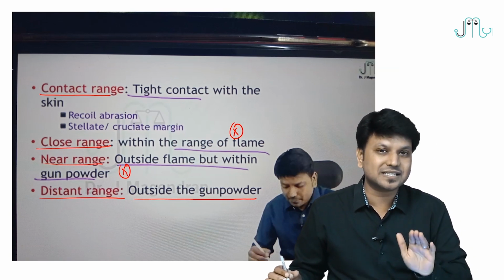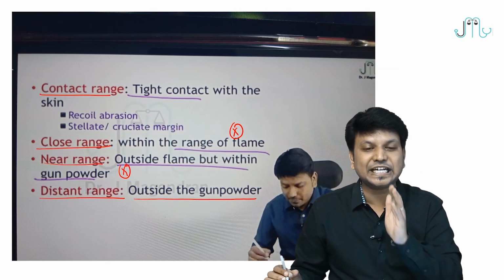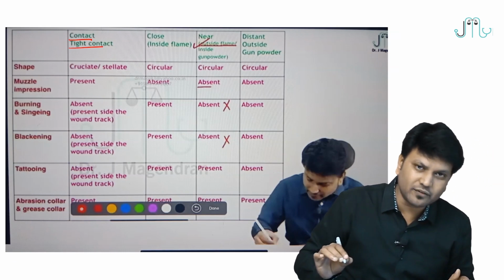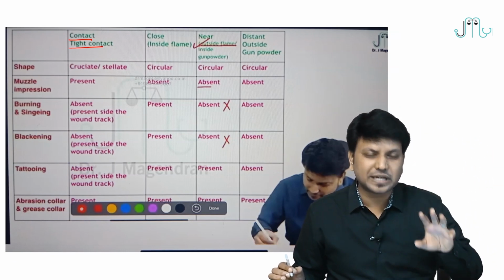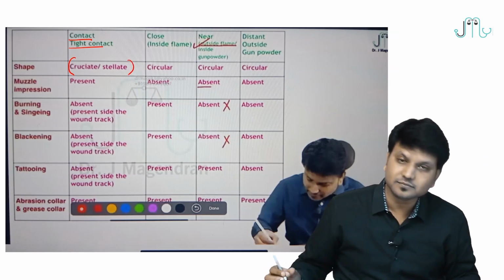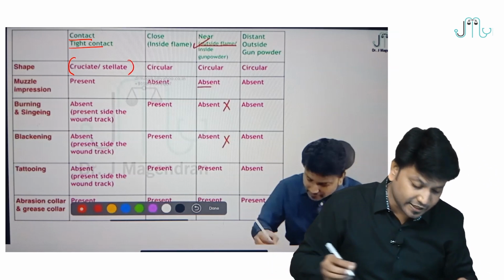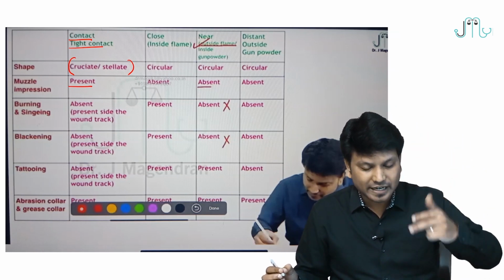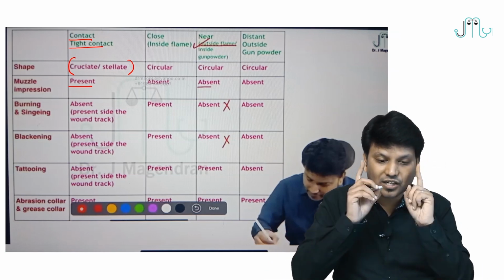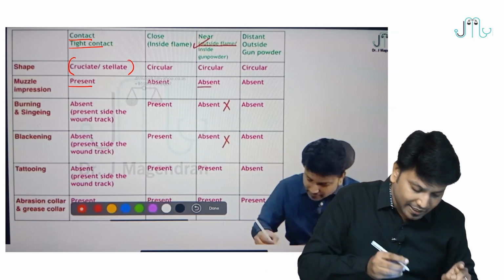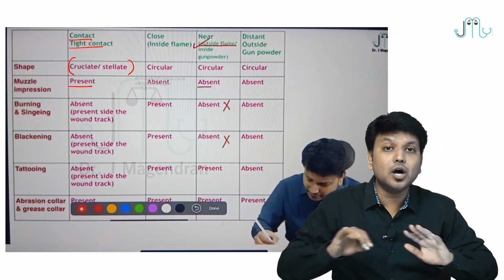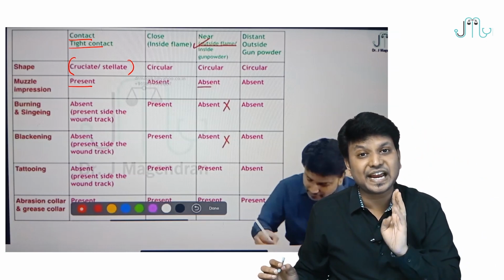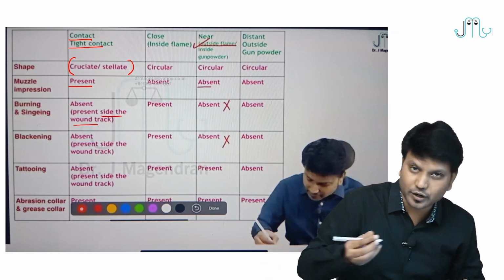Okay. Now let us see what are the findings which you can see in each range. Coming to the contact shot. When you keep it in tight contact with the skin, it is usually stellate or cruciate. And since you are keeping in tight contact with the skin, you will also see muzzle impression. The gun muzzle impression will be seen in the entry wound. And remember, friends, there is burning, there is blackening, there is tattooing. All this is seen not outside the wound. Since you are keeping in tight contact with the skin, all these changes can be seen inside the track of the wound if it is contact shot.